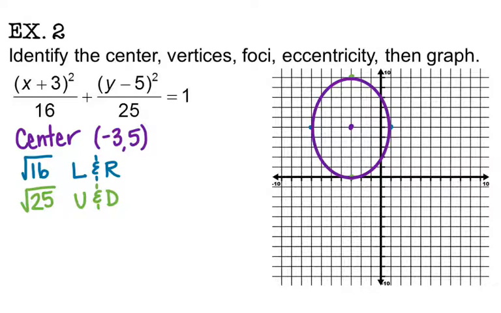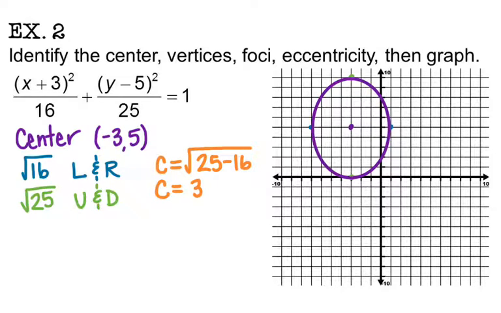Okay, so they may ask us for a few things about the ellipse. So let's write down what they ask us. We've already got our center. So next thing I need to do is find out how far away my focus points are. And we need to use the formula C equals the square root of A squared minus B squared. So here's where we're going to do C equals the square root of 25 minus 16. So 25 minus 16 is 9, and the square root of 9 is 3.